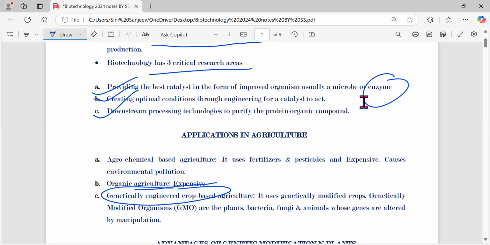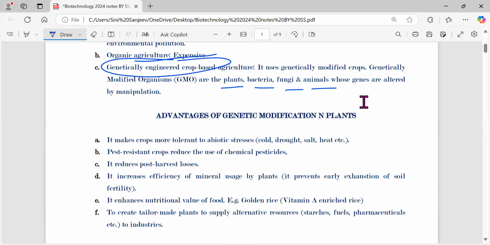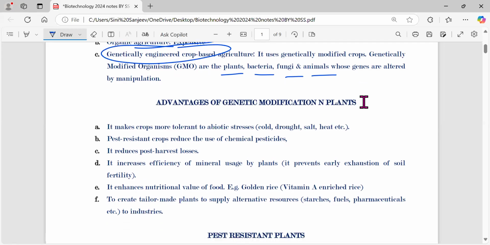Genetically engineered or modified plants are what we are going to see in this chapter. This deals generally with plants, bacteria, fungi, and animals. Genetic modification means the genes are manipulated or altered so that the products which we get will be in a more purified or higher version. So what is the advantage of using these GM plants? The first one is that it makes crops more tolerant to abiotic stress. Abiotic stress includes droughts, heat, cold, and all the environmental conditions which may make that particular crop not grow properly.